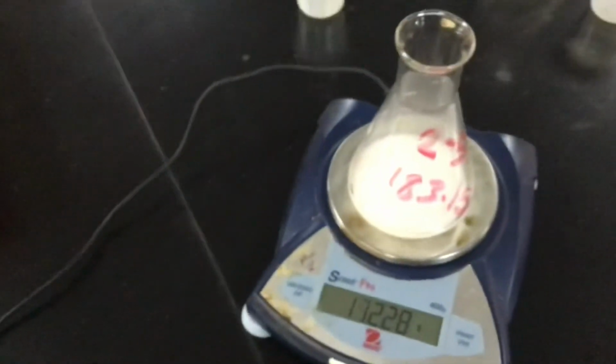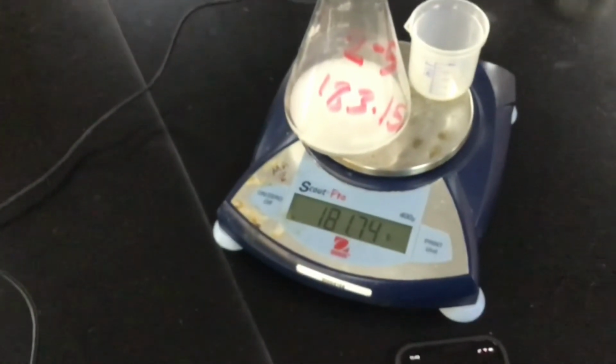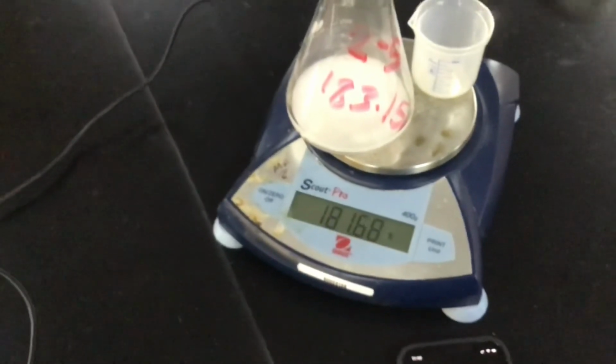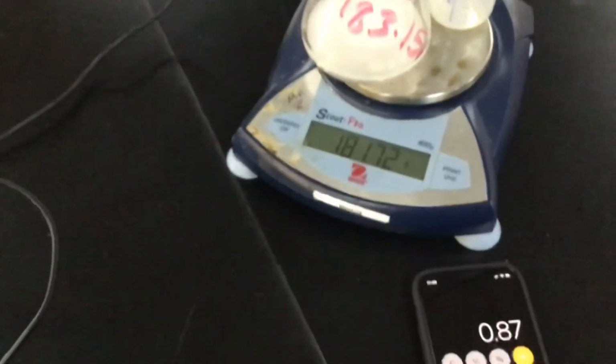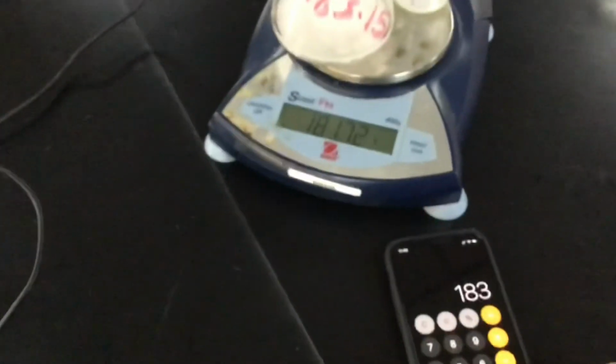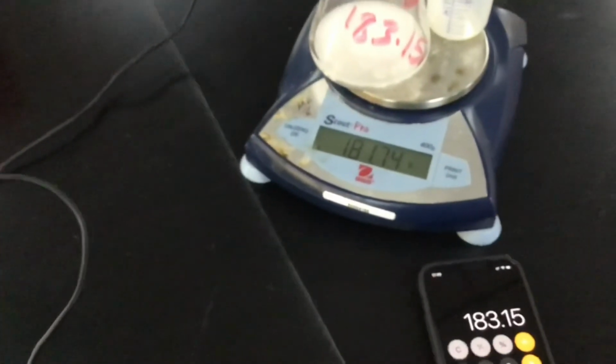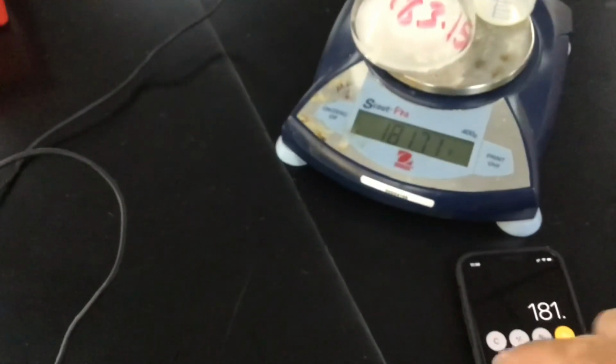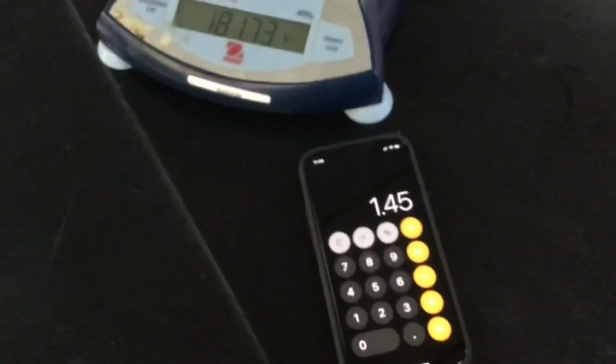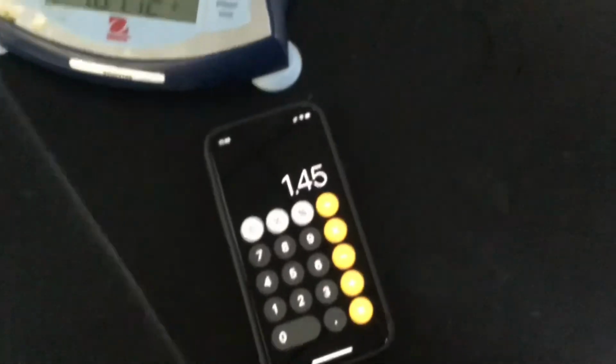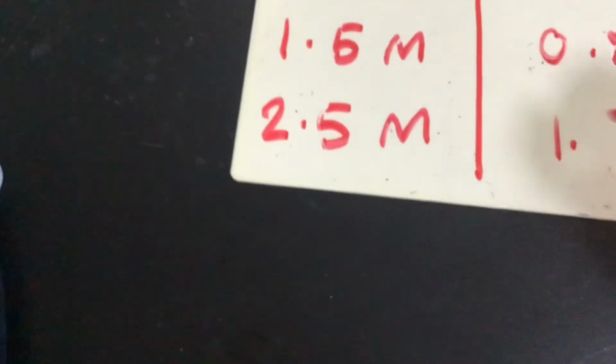The 2.5 molar is not finished reacting yet, but let's see where we're at. It was 183.15, it's already at 181.7 and it's dropping. So we've already got 183.15 minus 181.7, a drop of 1.45 grams.